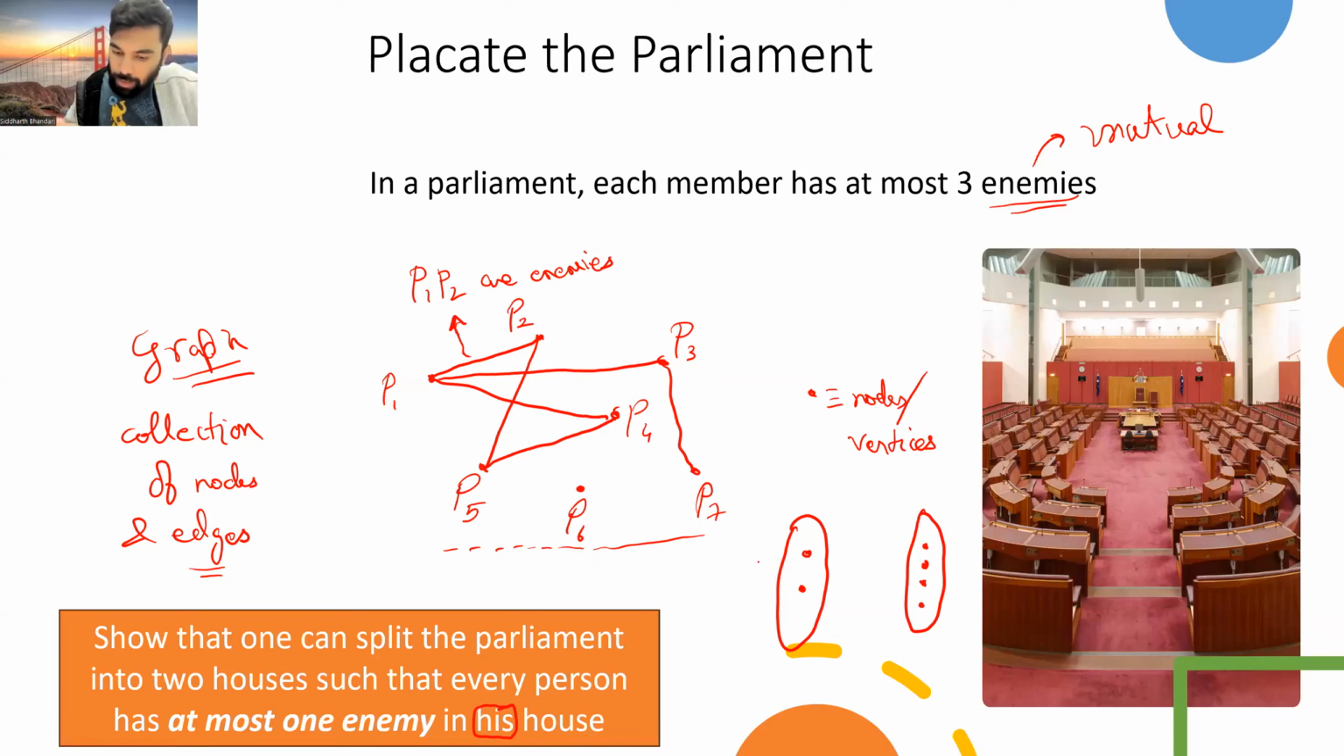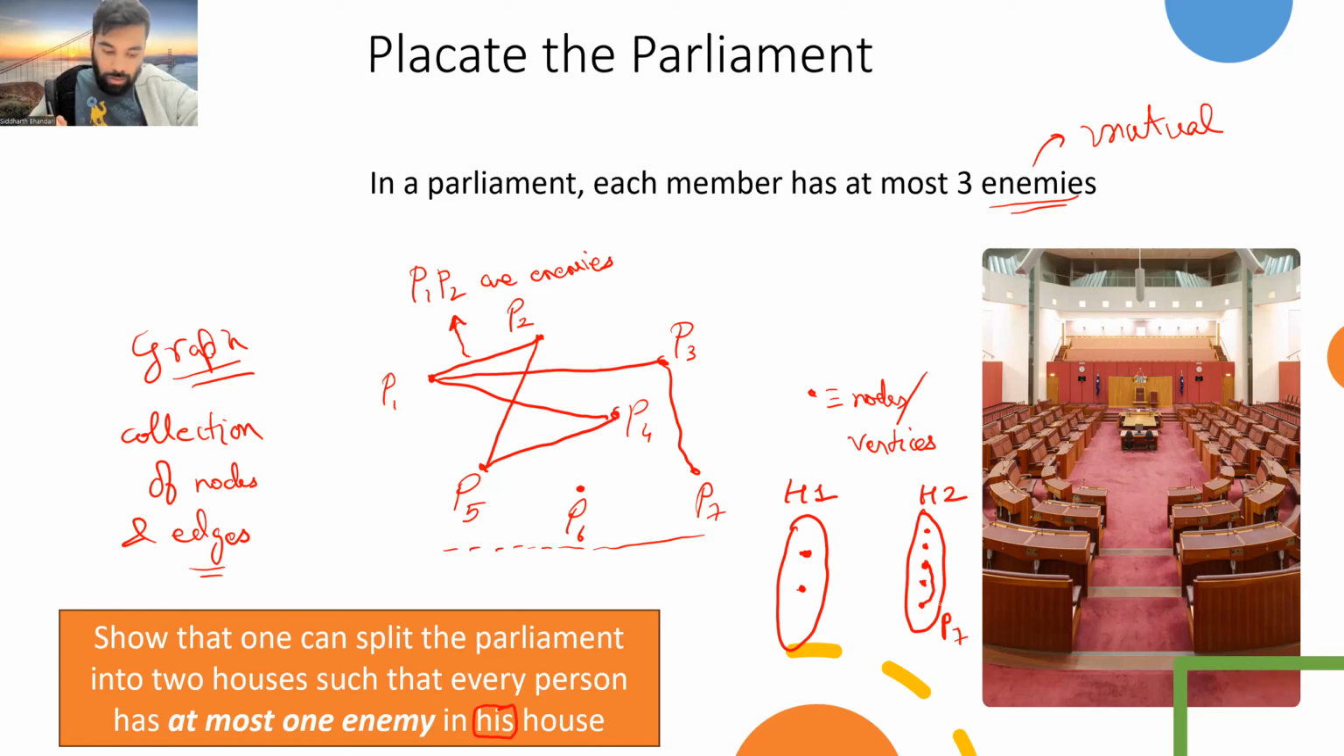Nothing like that. There were 7 people in our example, so maybe the split could be 5-2. There is some way. So this is house 1 and house 2. We have put some people in house 1, some people in house 2 in such a way that within house 1 and house 2, every person has at most 1 enemy. If you look at person 7, let's say they have gone to house 2, then person 7 can have at most one enemy. They cannot have a second enemy in the same house.